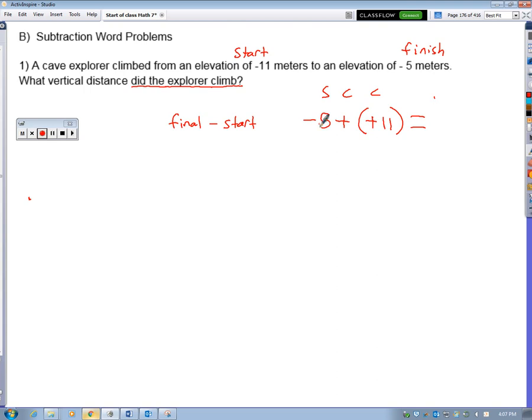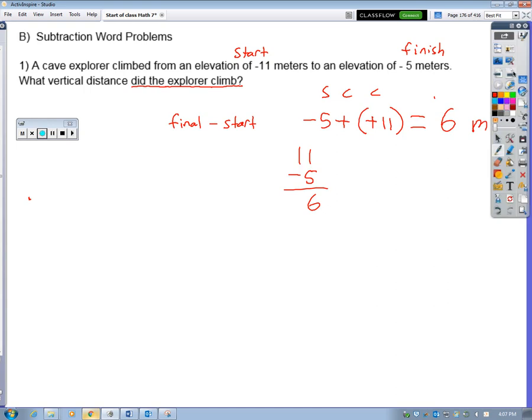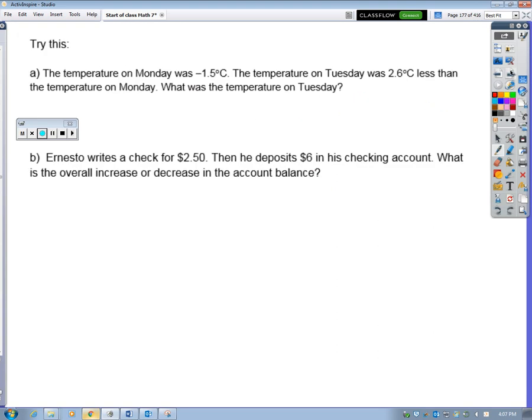Now look what we got. Negative 5 plus 11. Our rule says when we're adding and they're different, we need to subtract. 11 minus 5 simply comes out to 6. It's going to be a positive 6 because our 11 is bigger and it's positive. So this is going to be 6, and we'll label that for meters. There's our first subtraction problem. Let's take a look at the next one.